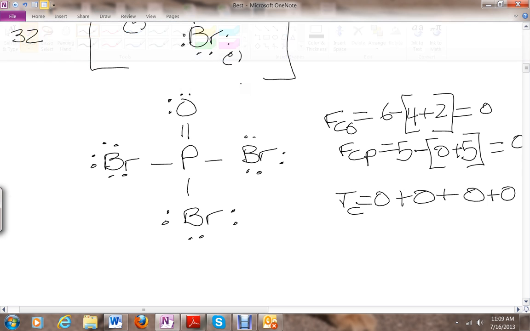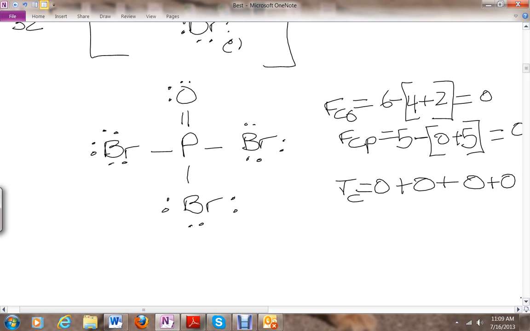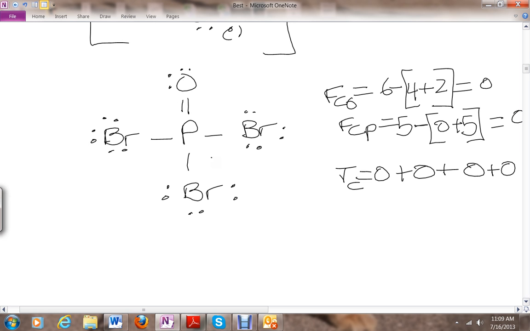You're supposed to draw it again or erase them. So you got here your Lewis structure. Now let's look at your shape, molecular shape, electron geometry, and polarity.